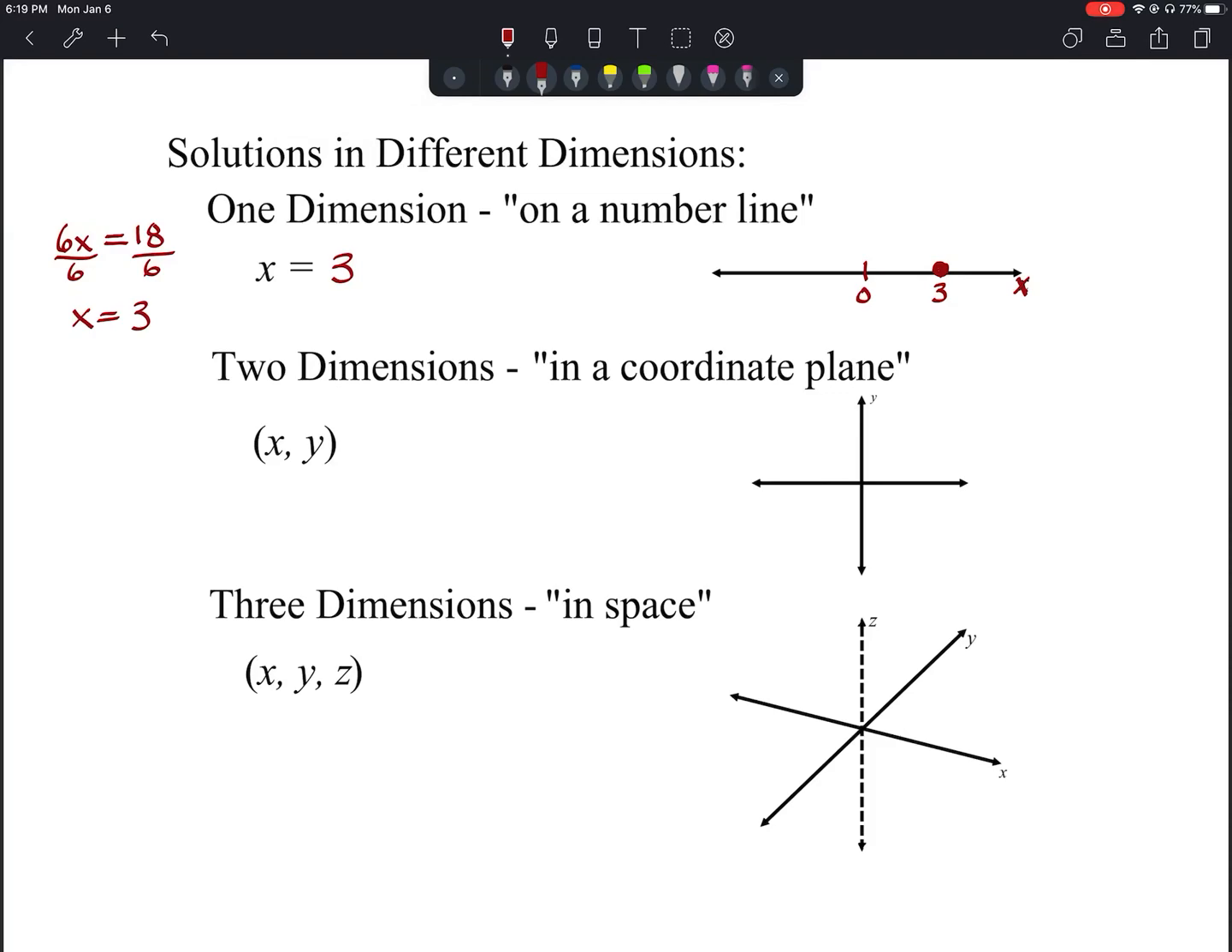Now, you've done a lot with 2 dimensions in the past as well, just like the ones we just did. So we're going to add on to that x-axis. We're going to put the y-axis on there too. And remember, when you have solutions like this, it's what we call an ordered pair.